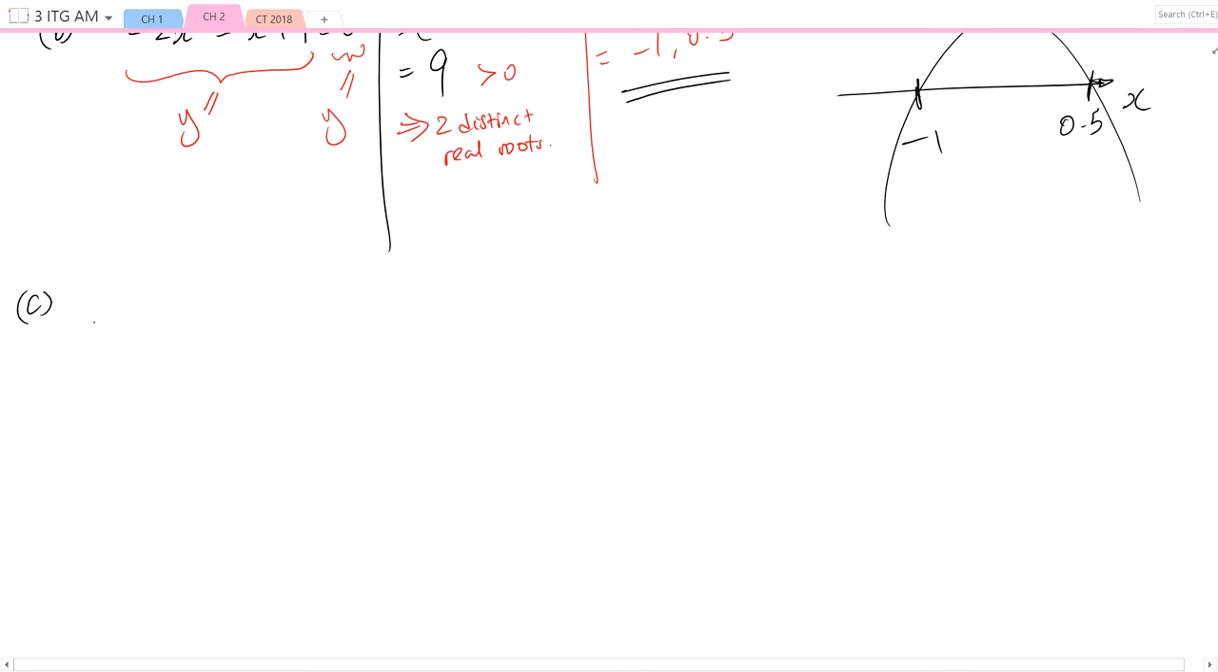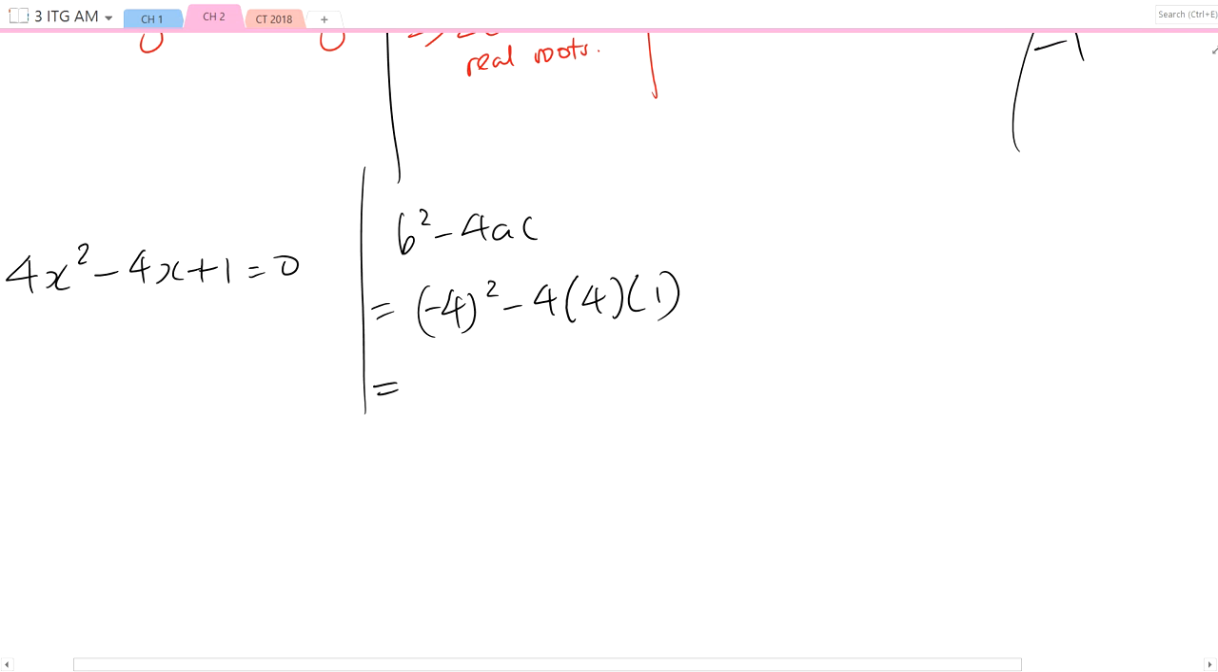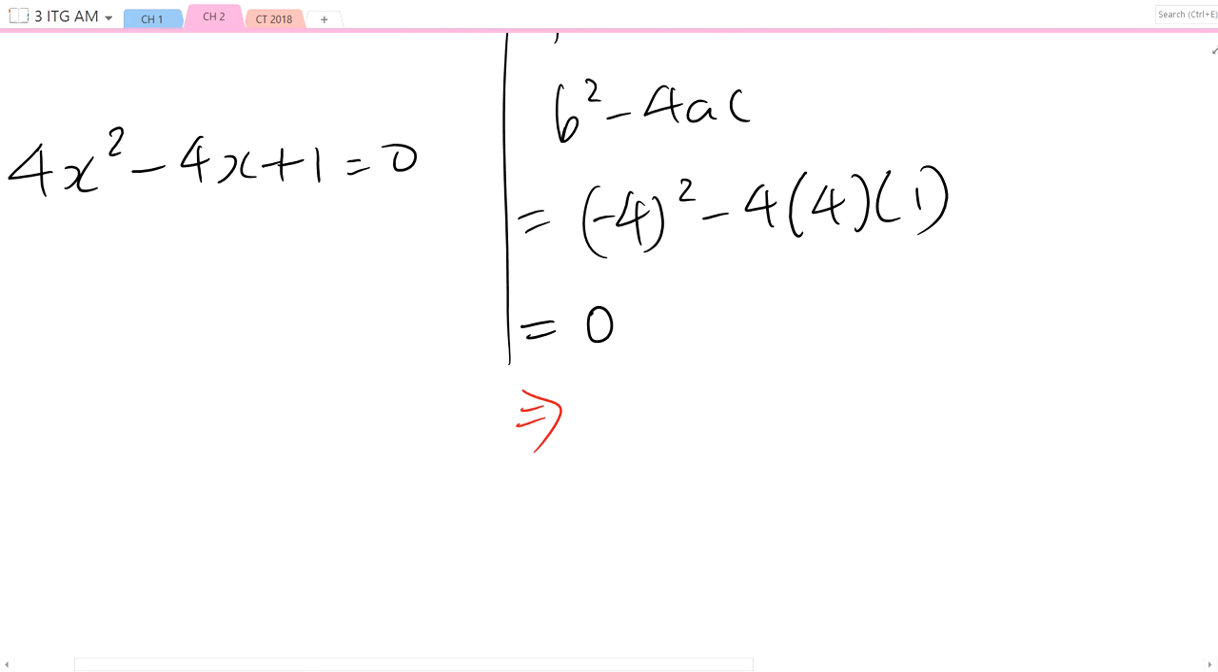Okay, part C. We've got 4x squared minus 4x plus 1 equals 0. Okay, so b squared minus 4ac must be negative 4 squared minus 4 times 4 times 1. How much is this? 0. This is 0. What does that tell us? 2 repeated roots. This tells us that there are 2 repeated real roots.